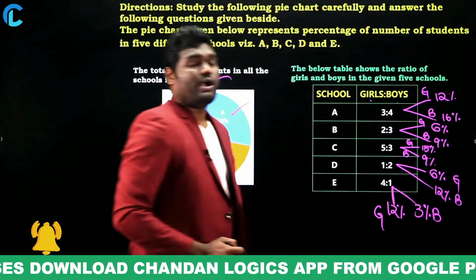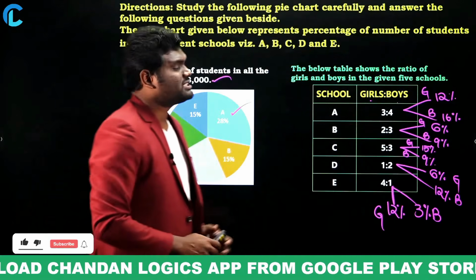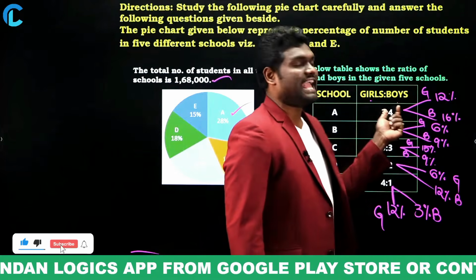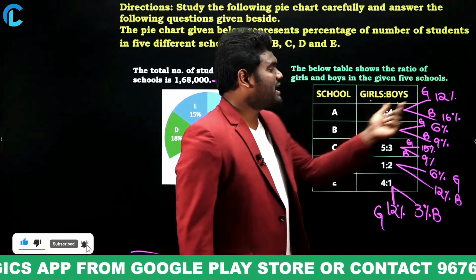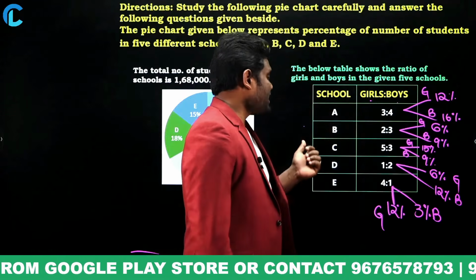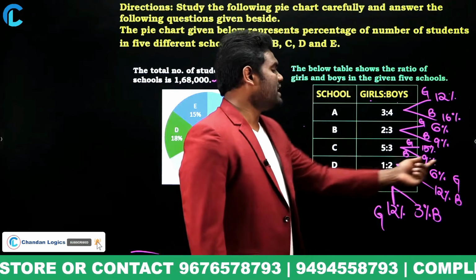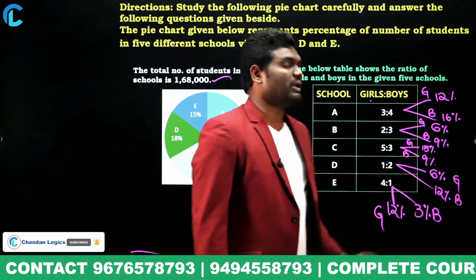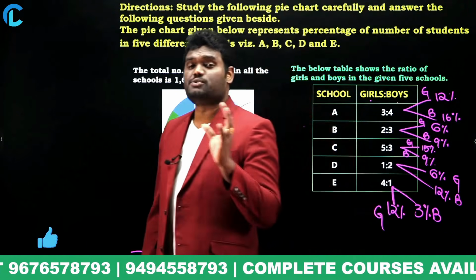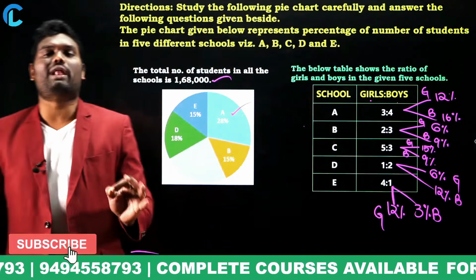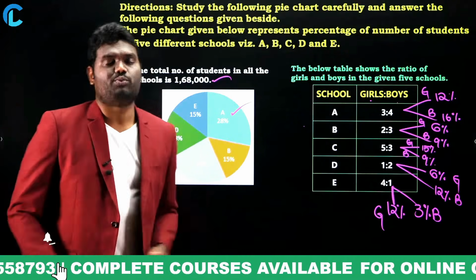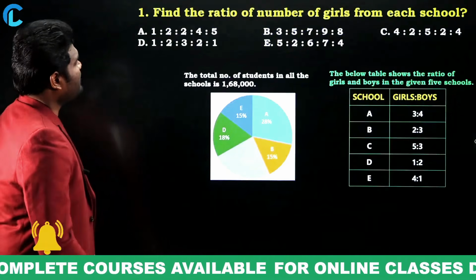Now here I have the girls and boys percentage for each and every school. In school A girls 12%, school B girls 6%, school C girls 15%, school D girls 6%, school E girls 12%. Once you know the girls and boys percentage individually in every school, the calculation will be very easy for us. Look at the first question.